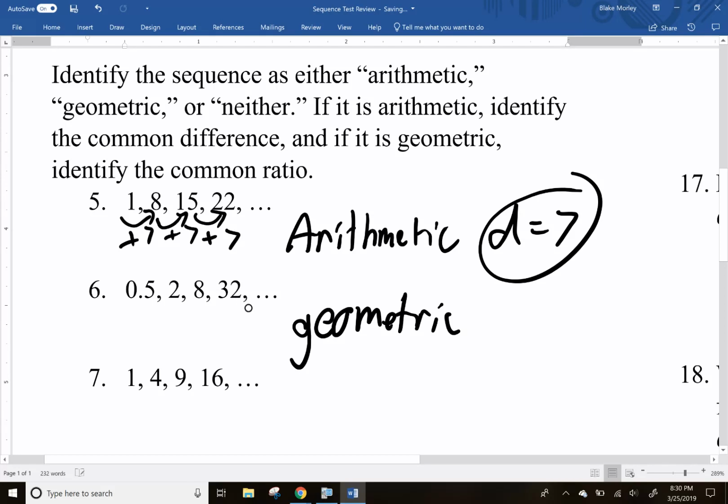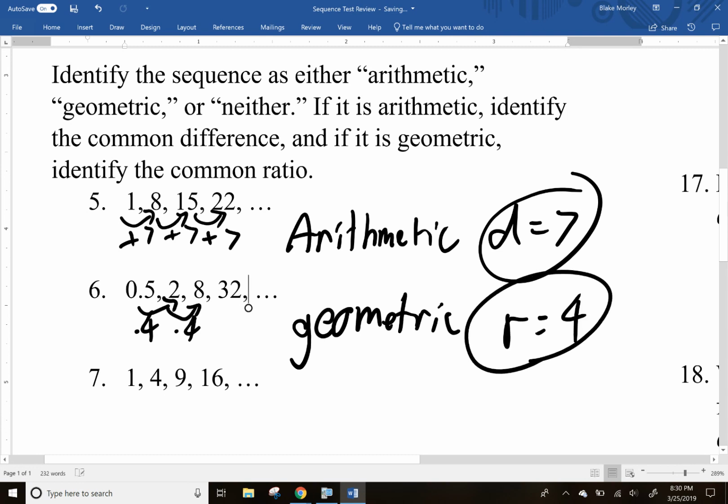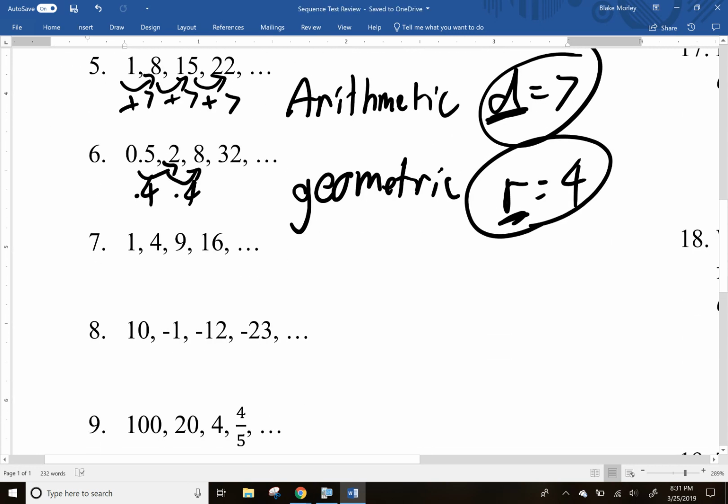Geometric. And what we're doing is we're multiplying by 4 every time. And so that's going to be called the R value, R is 4. So we usually use D when it's an adding number, and we usually use R when it's a multiplying number, just for difference and ratio. It's kind of what they stand for.